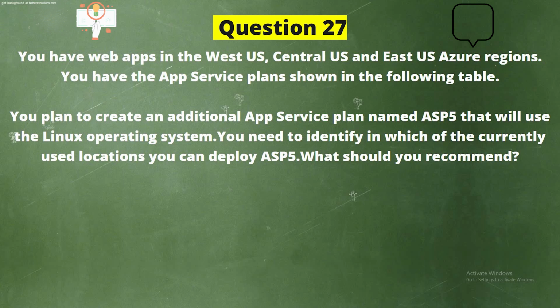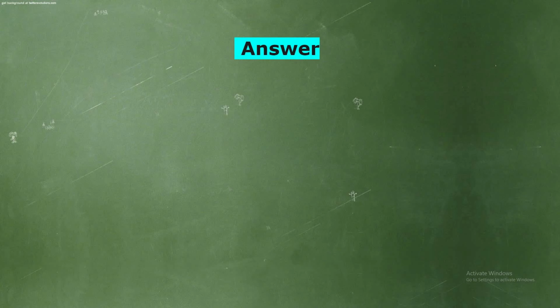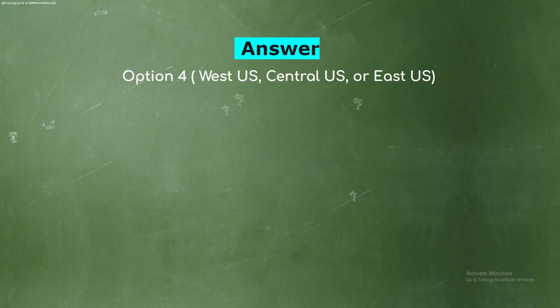What should you recommend? Now, here are the options. Option 1, East US only. Option 2, Central US only. Option 3, West US only. Option 4, West US, Central US or East US. And the right answer is option 4, West US, Central US or East US.